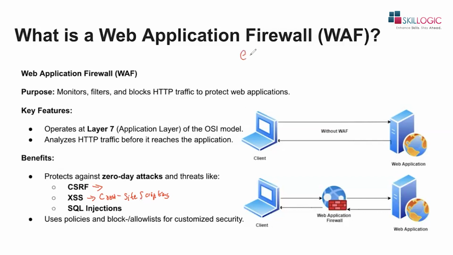Let's take an example. Let's say we have a bank website. In this bank website, there is a web application firewall in place. If a hacker tries to inject malicious code into this website to steal the user's data, this web application firewall detects and blocks the attack before it reaches the website. So that is what this firewall is doing.